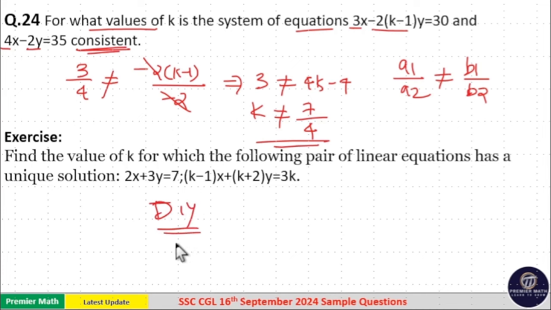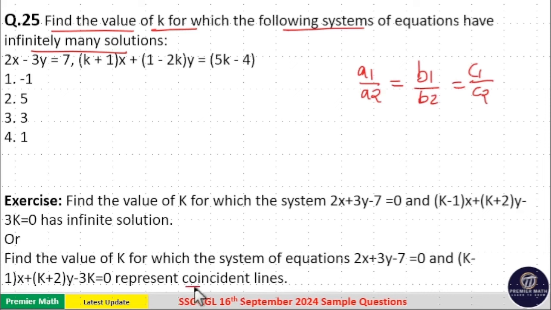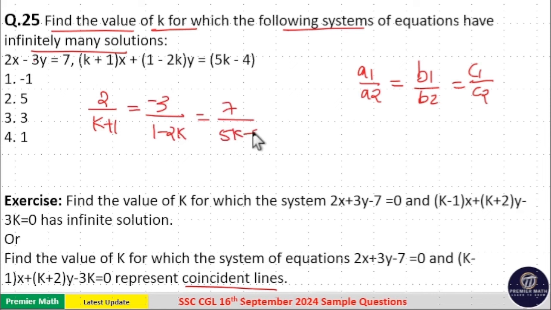Do it yourself. Find the value of k for which the following system of equations has infinitely many solutions. To have infinitely many solutions, that is, if the lines are coincident, then the ratios of coefficients of x, y and constants should be equal. That is, here 2 by k plus 1 should be equal to minus 3 by 1 minus 2k, which should be equal to 7 by 5k minus 4.